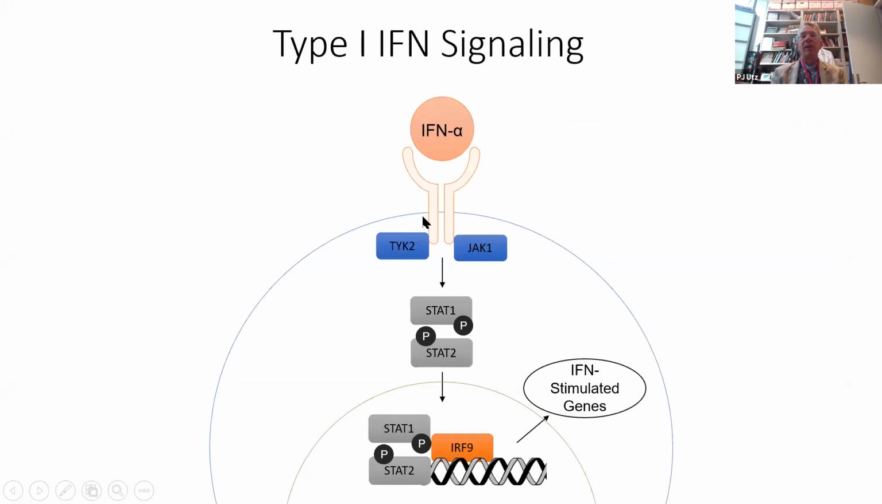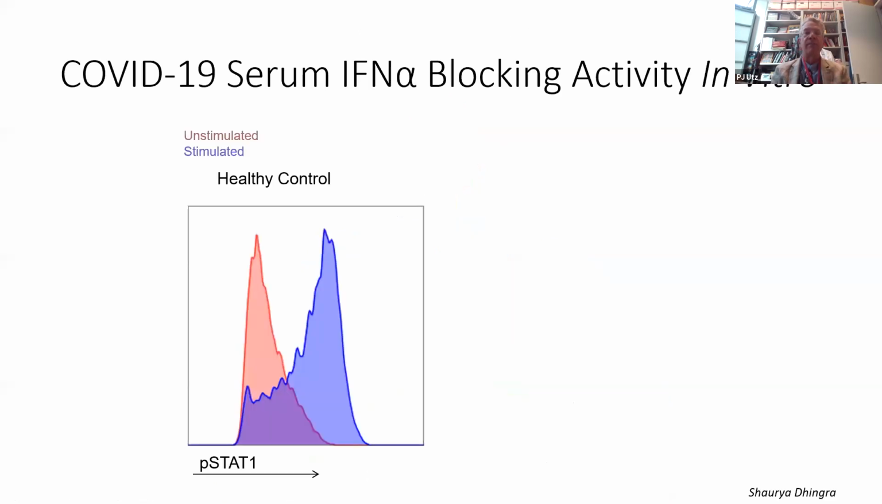The way that interferon signaling works is interferon binds to its receptor, activates these two kinases, which then lead to the phosphorylation of these transcription factors, STAT1 and STAT2, which move into the nucleus where they interact with a third transcription factor called IRF9, and then this turns on interferon signaling pathways that eliminate viruses.